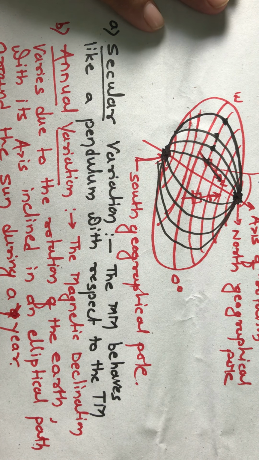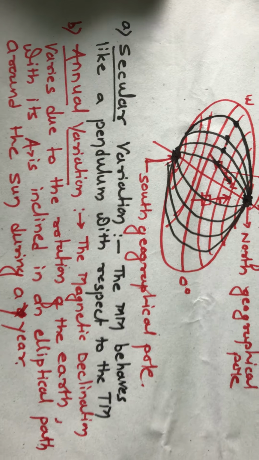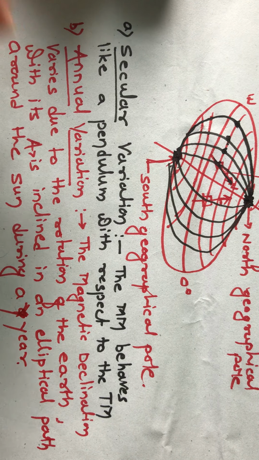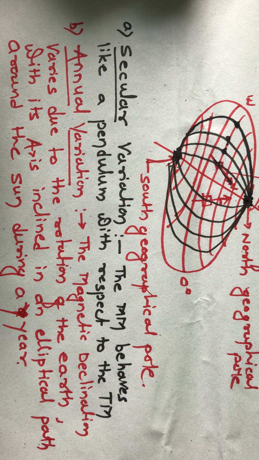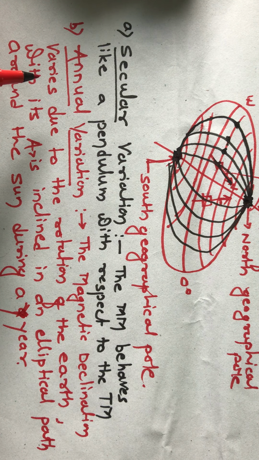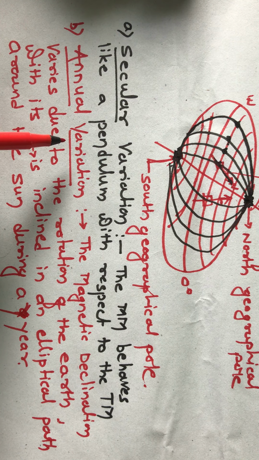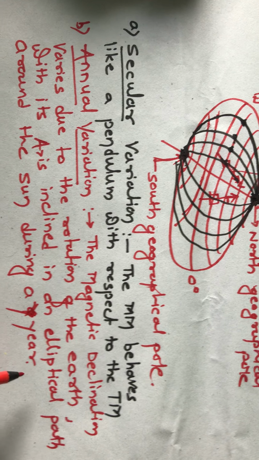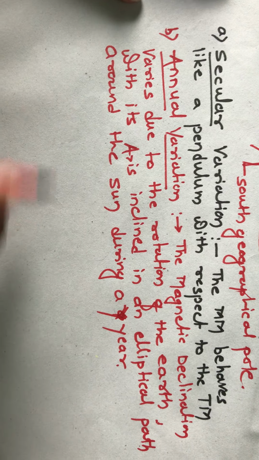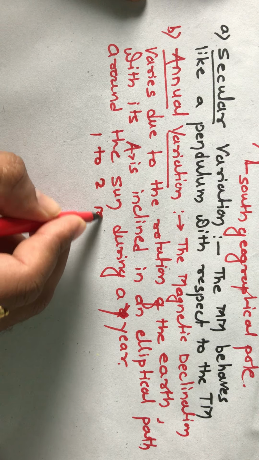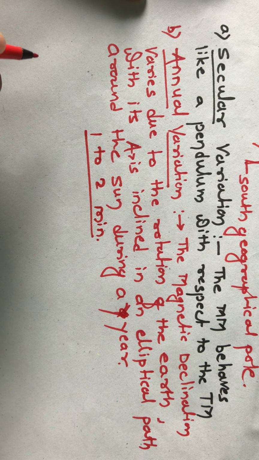So that's why we have winter and summer. In the yearly cycle, for 6 months the sun will be in the northern hemisphere and for 6 months in the southern hemisphere. So that is the annual variation. That's why this variation is called annual variation. The amount of annual variation is about 1 to 2 minutes.